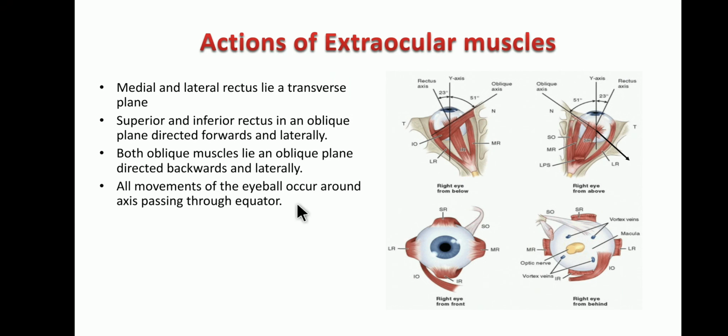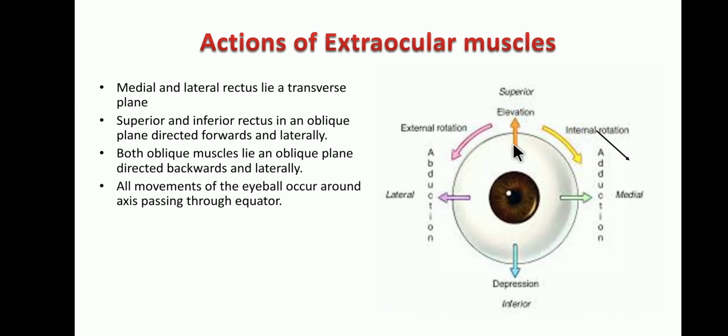So all movements of the eyeball occur around an axis which passes through the equator of the eyeball. And always remember that whether it is adduction, abduction, elevation, depression, intorsion, or extorsion, some amount of rotation takes place. Elevation and depression take place around a transverse axis. Adduction and abduction take place around a vertical axis. Any movement will take place around the axis, not parallel to it.